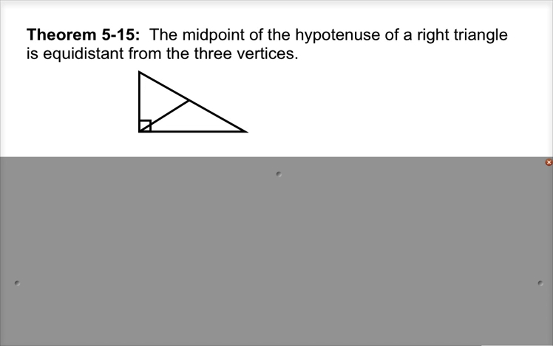Theorem 5-15: The midpoint of the hypotenuse of a right triangle is equidistant from the 3 vertices. So if I know that this point right here happens to be the midpoint of the hypotenuse, then it happens to be equidistant from all 3 vertices. The distance from that point to one vertex and that point to this other vertex has to be the same, which I know is the case since it's the midpoint, but it's also going to be the same distance away from the 3rd vertex. So all 3 of those segments are going to be the same length.